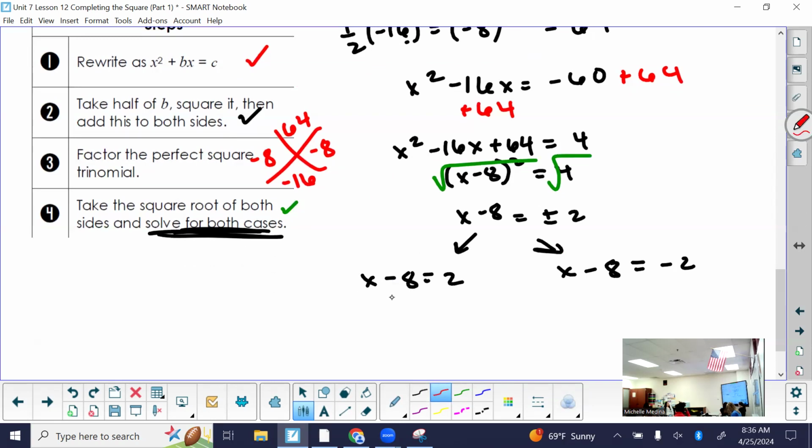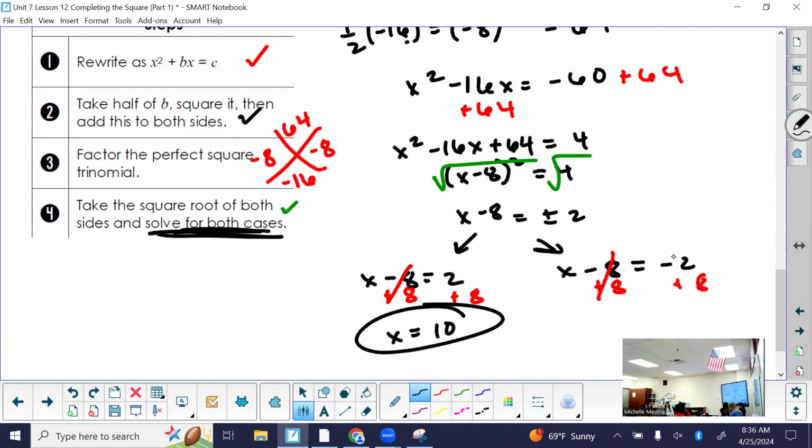What's opposite of minusing 8? Whatever you do on one side, and that's what we'll end up doing over here too, by the way. So then we get X equals 2 plus 8, which is 10, so one of my answers is 10. And then X equals, what's negative 2 plus 8? My other answer is 6.